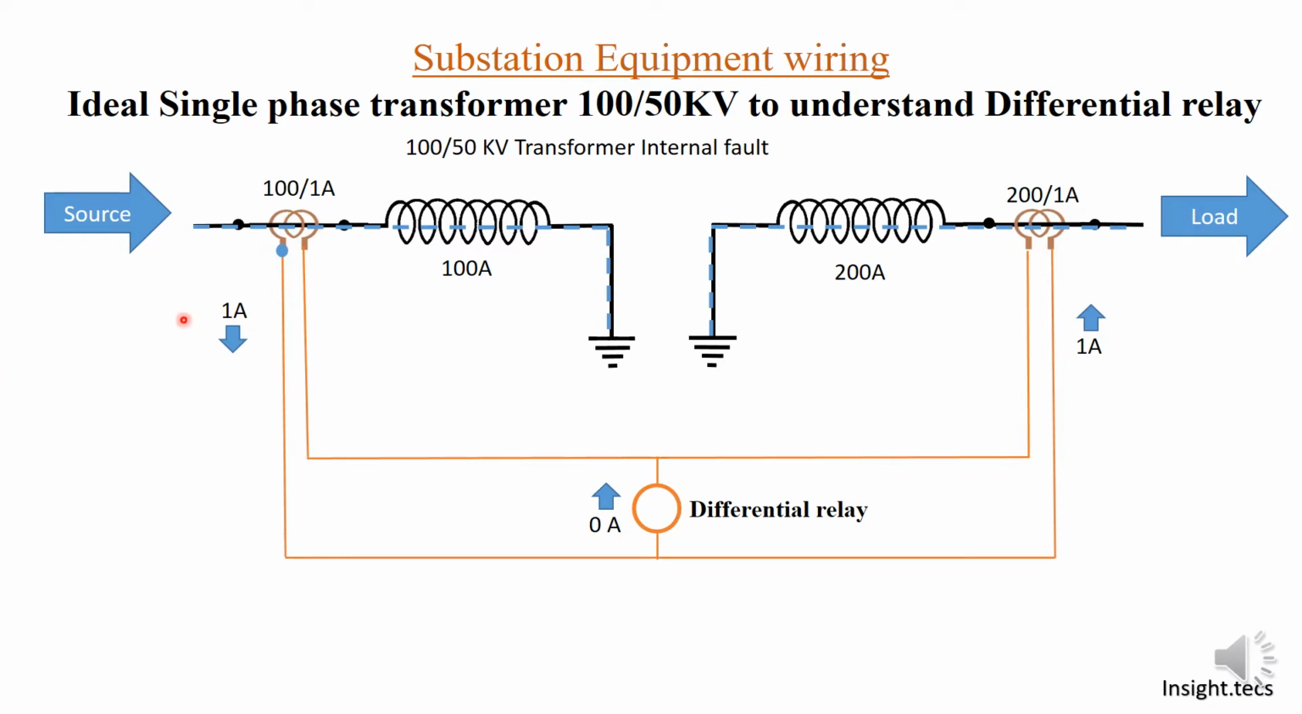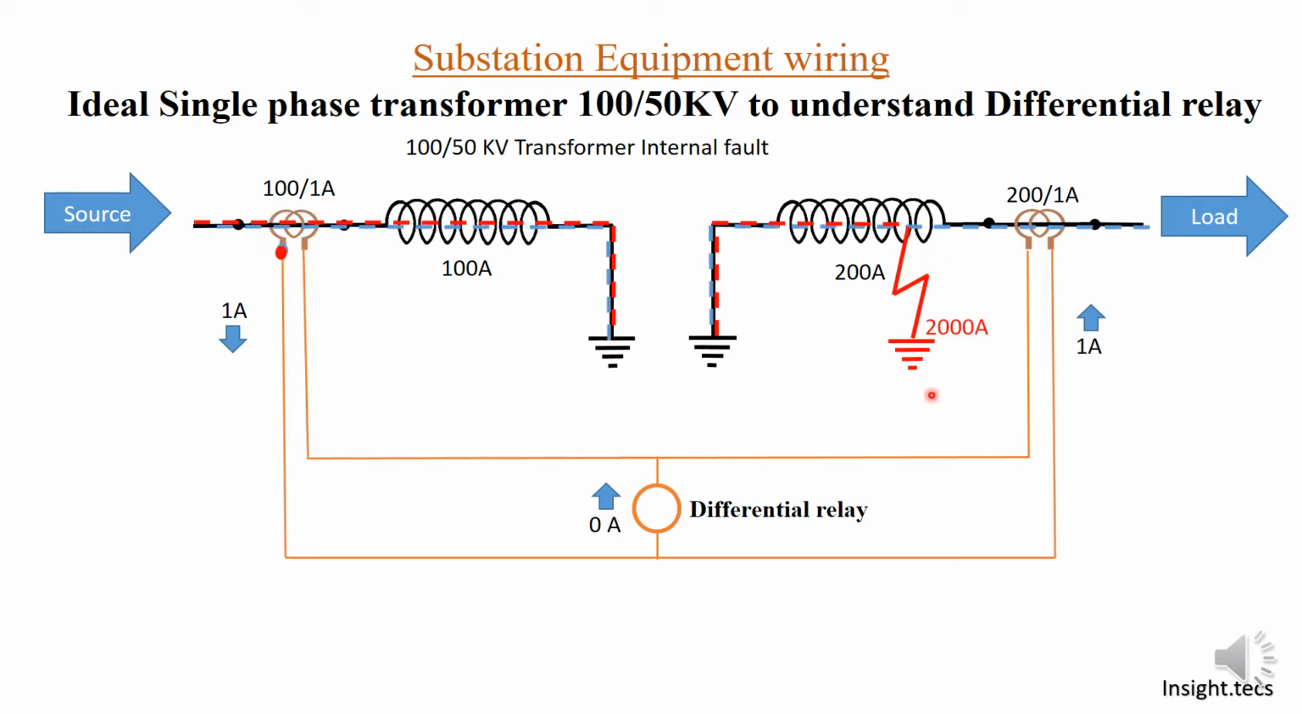In normal operating conditions, there will be 1 ampere current flowing from the primary side CT to the secondary side CT. Because there is no magnitude difference and no phase difference, there is no current flowing through the differential relay, so the differential relay is not operating. Now what happens in the case of an internal fault?